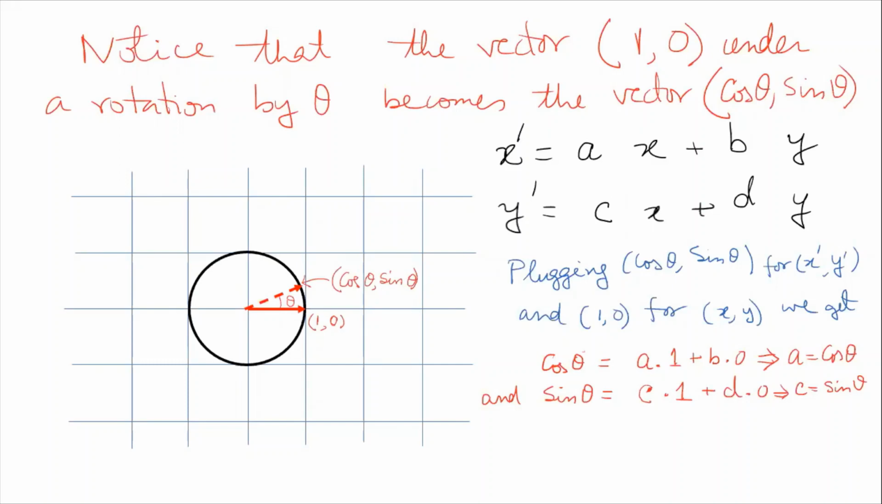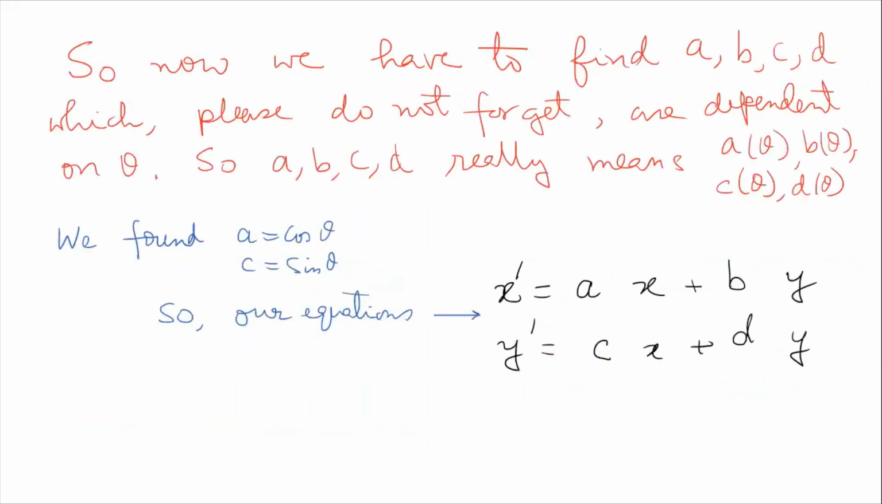So we started out with four unknowns, a, b, c, and d, all dependent on theta. And you can explicitly see here, a has become cos theta and c is sin theta. So our equations, as they are shown here, have now become this. So you need to now figure out what are b and d.